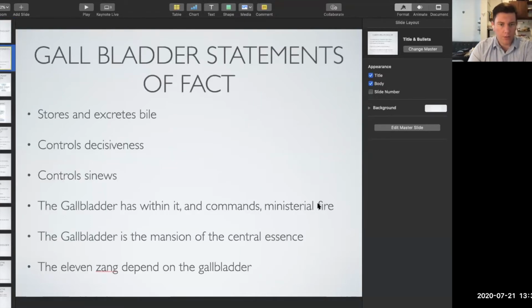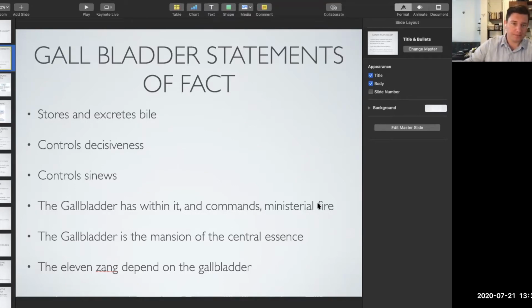So, gallbladder statements of fact. We're doing the same pattern here, right? Statements of fact, connections between organs, pathology, factors that influence it, and then individual patterns, right? So gallbladder statements of fact. The gallbladder stores and excretes bile. Bile is a pure substance within Chinese medicine. It's important, and that's probably the last you're ever going to hear about it.